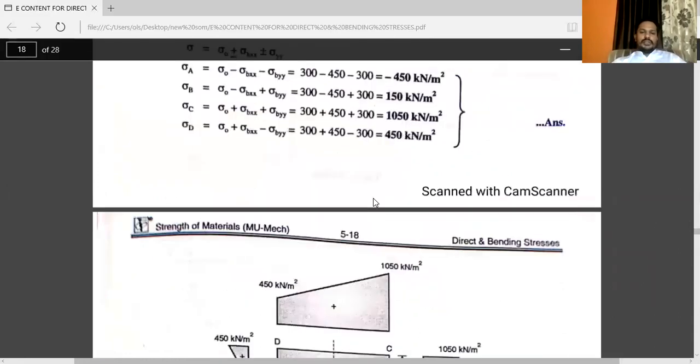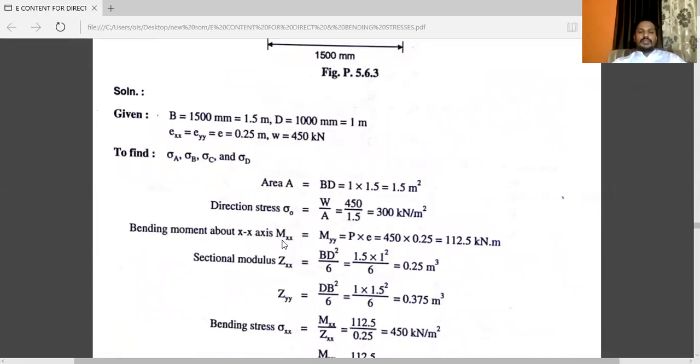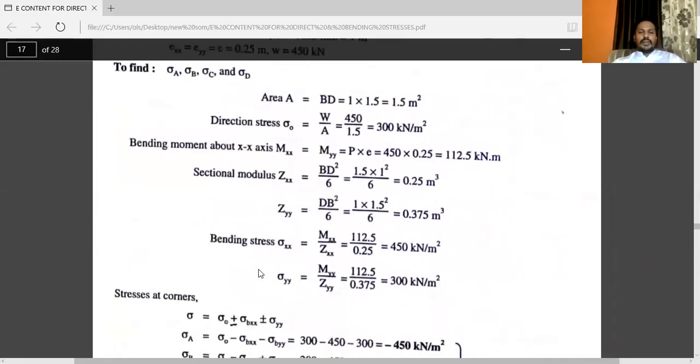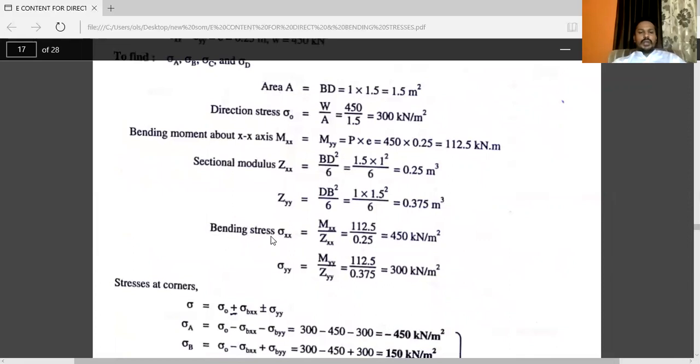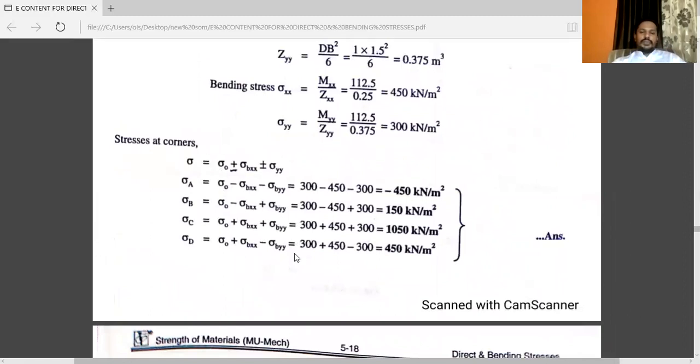See, by using simple formulas, first calculate the area, then direct stress, then bending moment about xx, then bending moment about yy, then sectional modulus. After getting the sectional modulus, you have to calculate bending stress. After getting bending stress, you can calculate stresses at each and every corner. I have explained the simple trick of how to take the signs.